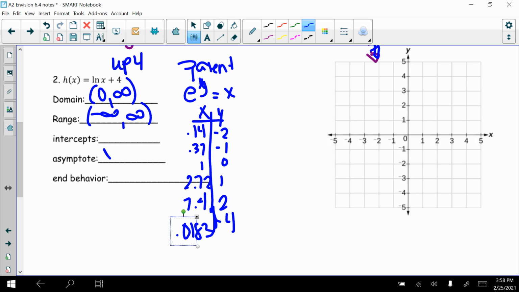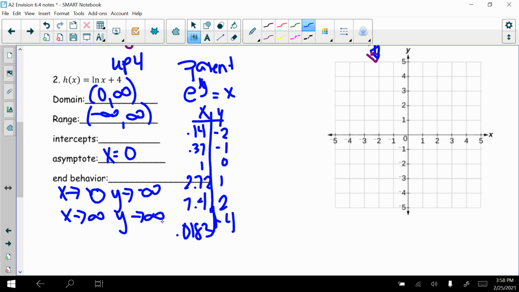My asymptote is still going to be x equals 0. In behavior, as x approaches 0, y approaches -infinity. As x approaches infinity, y approaches infinity, because my base is still that e. We can go ahead and do our asymptote, x equals 0.